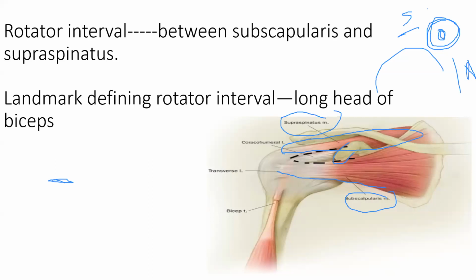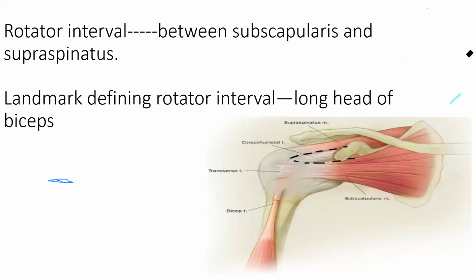Sorry for the problems. So you see this coracoid process. This is the supraspinatus, this is the subscapularis. Just beside the coracoid, this interval is known as the rotator interval, and the long tendon of the biceps comes through this interval. So the importance of the rotator interval is that the long head of the biceps passes through it.